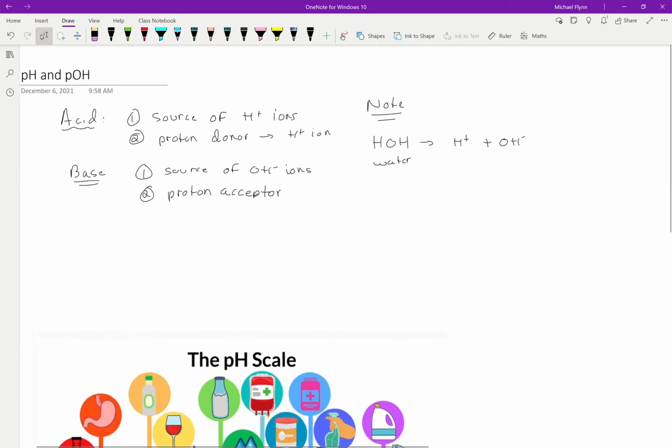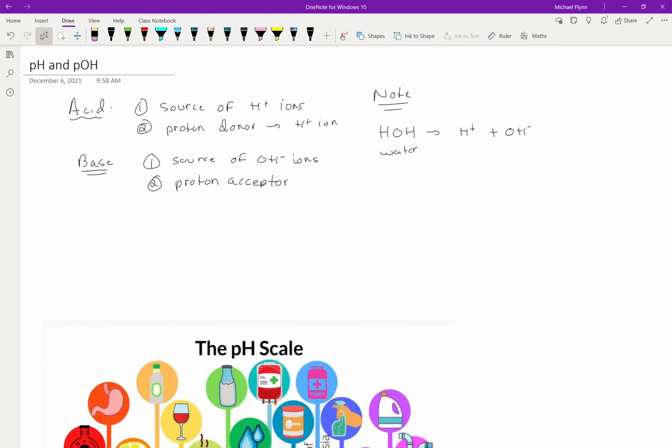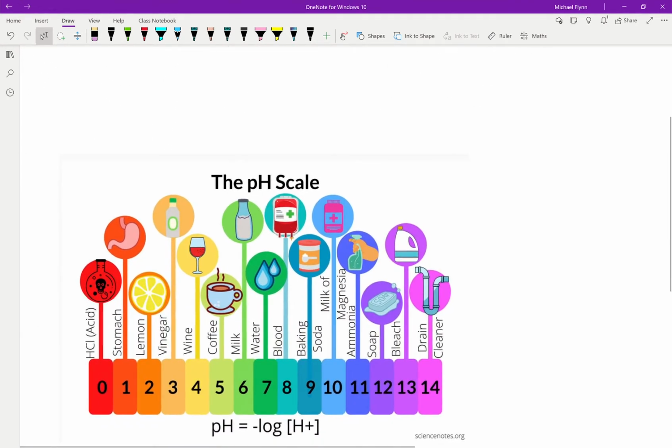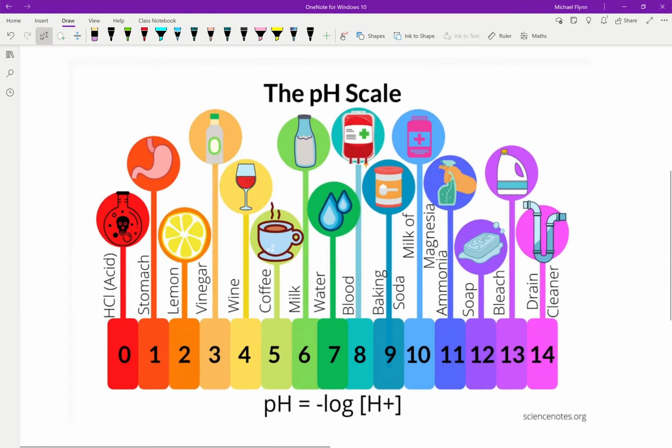All right, so now you know what an acid is, you know what a base is. But what about the pH scale? Well, some of you probably have heard of the pH scale before. It's a measure of acidity and basicity. When something is acidic, it has a pH. Here, let me show you. It's a scale for one thing. So the pH scale runs from 0 to 14.